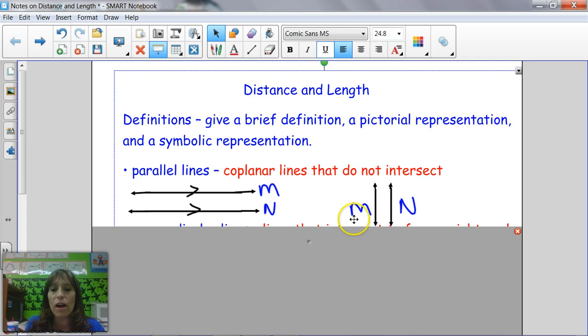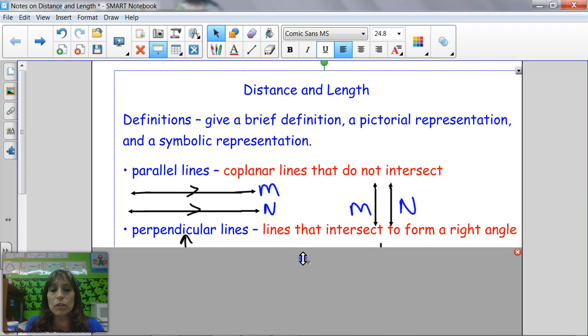And here on the right is what it looks like symbolically. So you put your letter of the line and then your two parallel lines and then the last letter. So it's line M is parallel to line N.